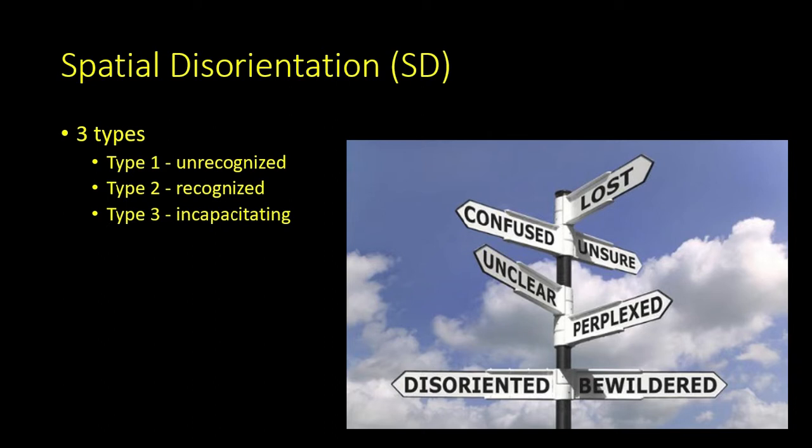Type 1, or unrecognized, is where a pilot gets disoriented but does not recognize it, in turn leading to incorrect or inadequate decisions. Type 2, or recognized, is where the pilot knows he or she is disoriented and takes corrective action. Type 3, or incapacitating spatial D, is where the pilot knows that he or she is disoriented but is incapacitated and thus fails to take any corrective action. This incapacitation can be psychological, physiological, or physical in nature.